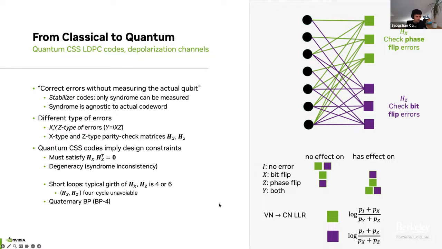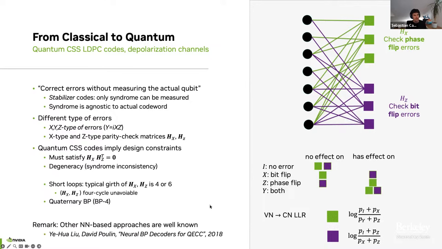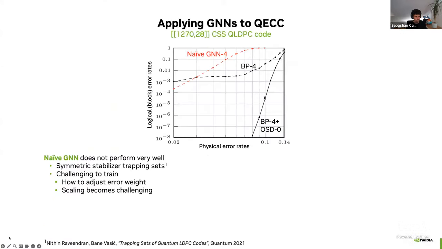All right, so we use a BP4, a quaternary BP decoder here as a baseline. So just as known in research. There are other solutions, by the way, also based on machine learning. There's the highly cited work on neural belief propagation for quantum codes already 5 years ago, which is also a learning-based solution over the graph. So there are clearly some similarities here.